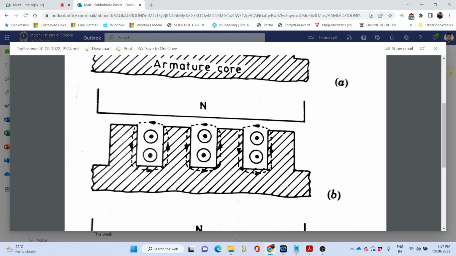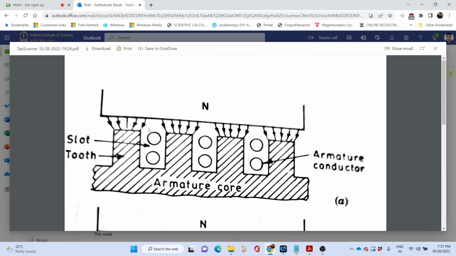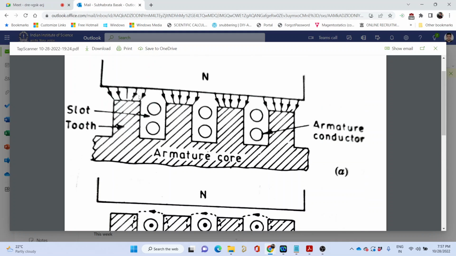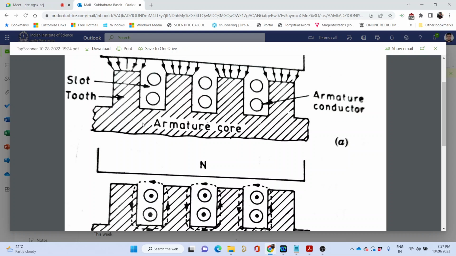So what would be the net flux, which is the summation of this flux and this flux? They will be additive, because both the lines are in the same direction. What about the fringing lines at these positions?